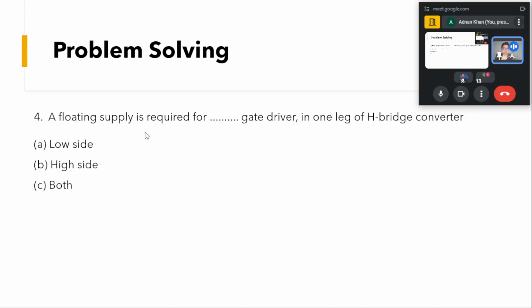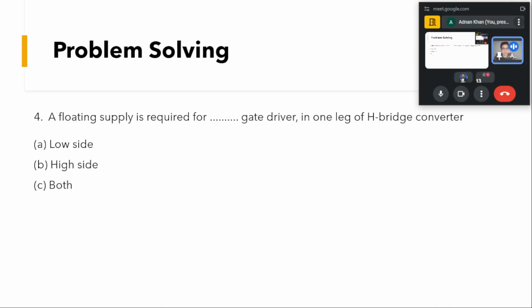A floating supply is required for dash gate driver in one leg of an H bridge. Low side, high side, or both? I think we had extensively discussed this. I think all of you should be able to answer this question. Can anybody guess? Anybody? Nobody? Okay, at least somebody was listening and had gone through the lectures.